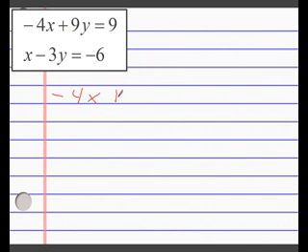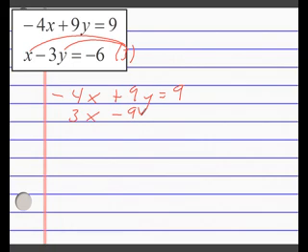So I'm going to go ahead and write down my top equation. And then I'm going to multiply the bottom equation, every term, by 3. So 3 times x is 3x. 3 times negative 3y is negative 9y. And 3 times negative 6 is negative 18. So now I'm ready to add downward.